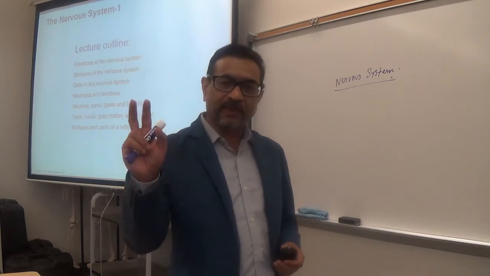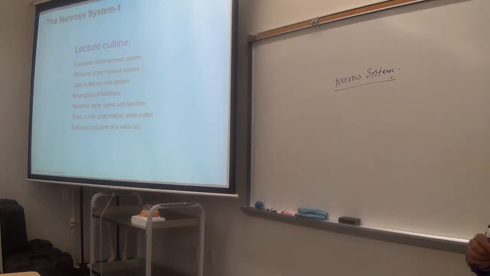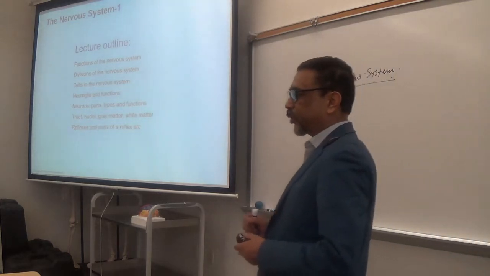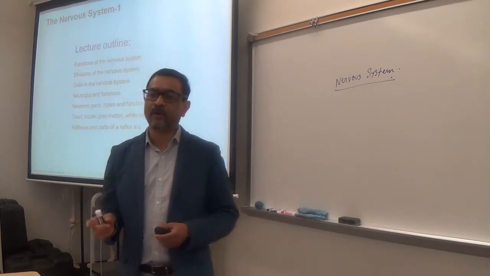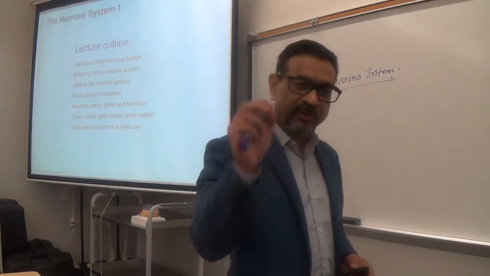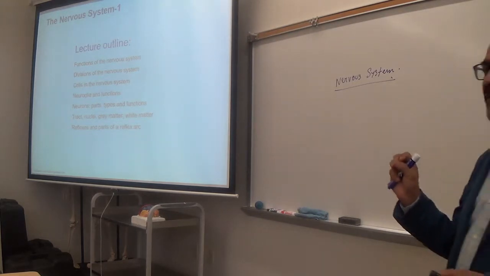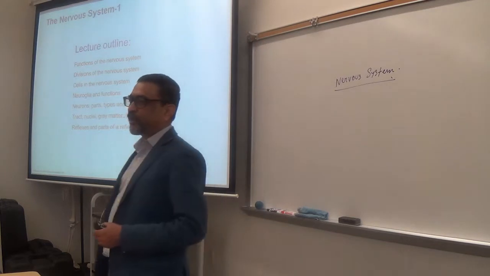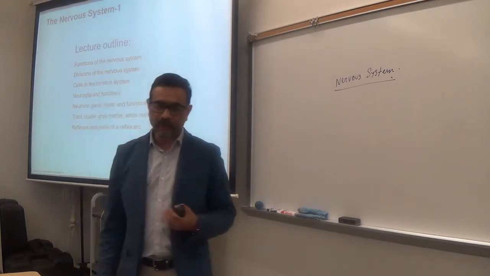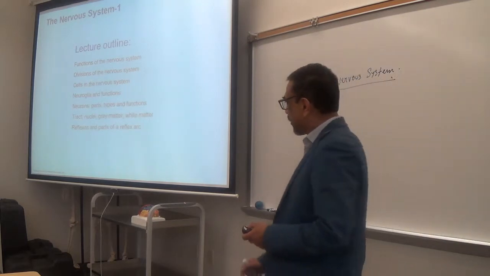There are two types of cells in nervous tissue or nervous system. One type of cells are called the neuroglia or neuroglial cells. Another type of cells are called the neurons. Neurons are the main cells and glial cells are the supporting cells. We'll talk about both. We'll talk about the neuroglia or neuroglial cells as well as the neurons.